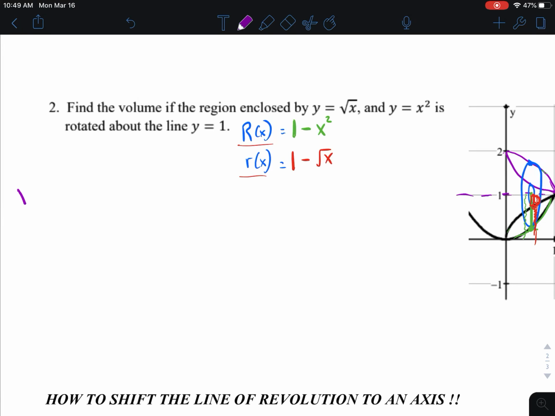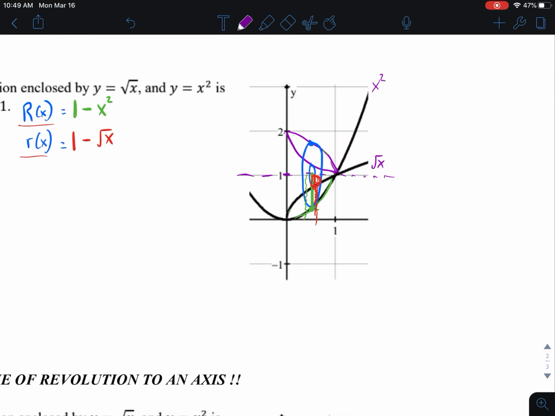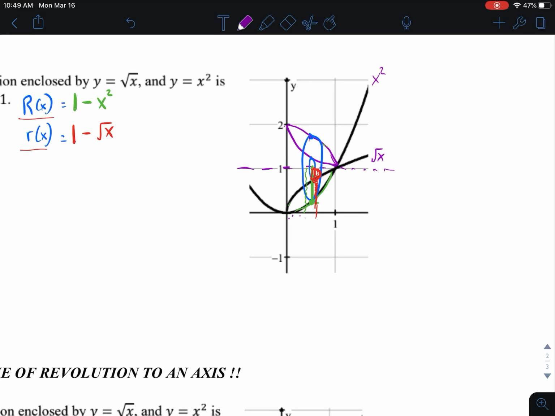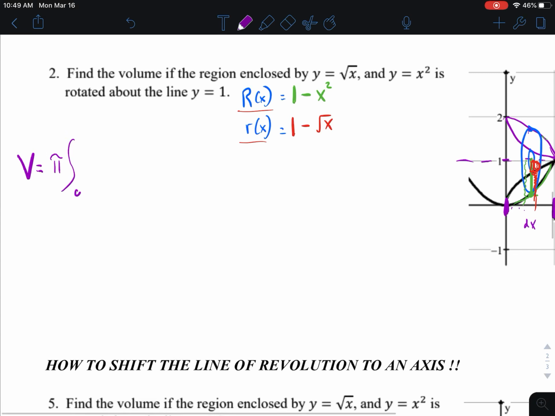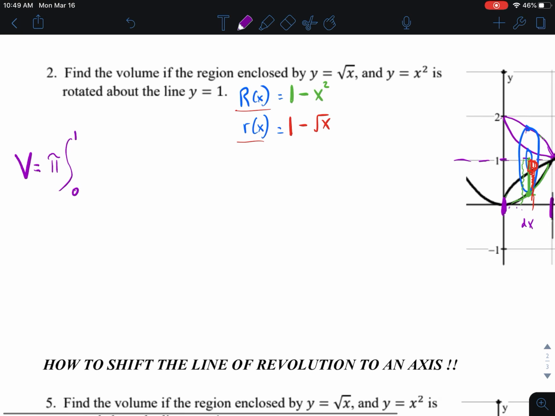So let's do it. Volume equals pi. This time, let's see where we're going from. The discs are stacked up from here to here. The thickness is dx, so we'll be using the x-axis from here to here, 0 to 1.